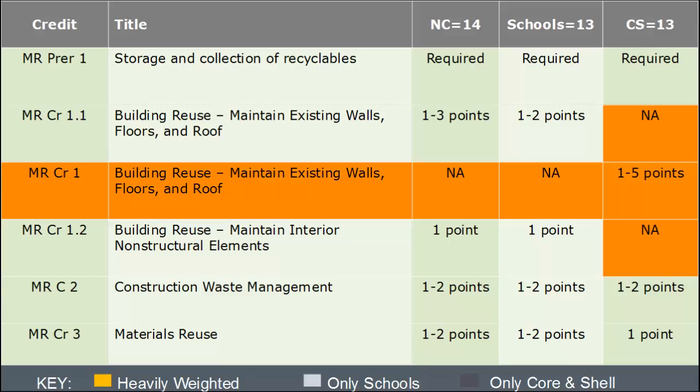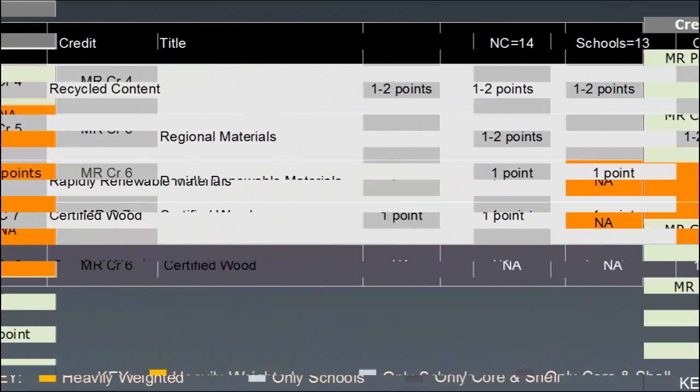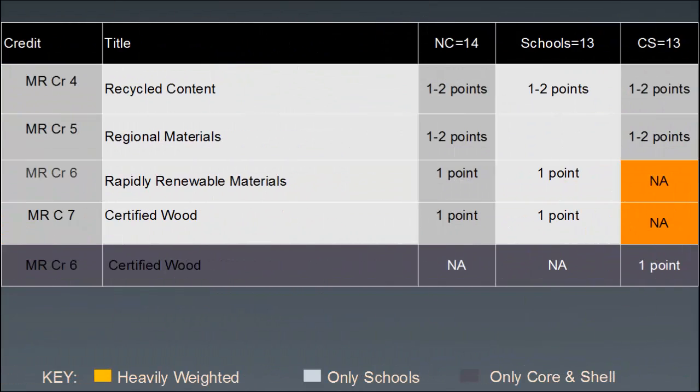Here's a list of the prerequisite and credits associated. This chart starts to show the prerequisite and various credits associated with this category. There are 14 total points for new construction, 13 for schools, 13 for core and shell projects. We're going to look at each one of these credits. Here's a continuation of that list of credits.